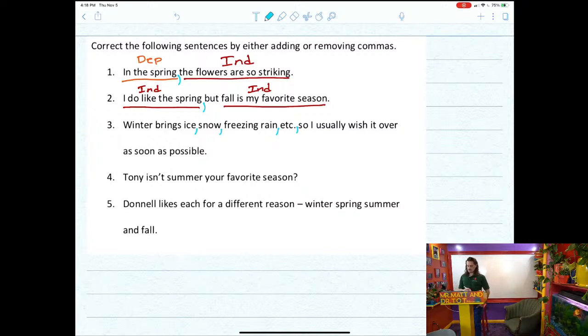Number four, Tony, isn't summer your favorite season? So we're addressing Tony by name, so we need a comma after Tony.